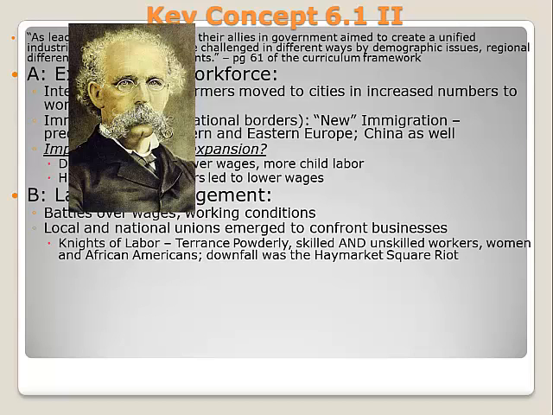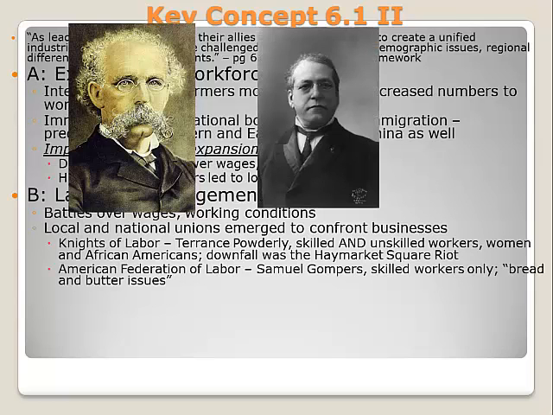Please know that the Knights of Labor were made up of skilled and unskilled workers. They also were open to women and African Americans, but their downfall was the Haymarket Square riot in 1886 in Chicago, when an anarchist threw a bomb at this riot. Now, the Knights were not linked to this anarchist, but because they were associated with Haymarket Square, that event led to their downfall. I do have a more detailed video on unions in the description below. Be sure to check it out.